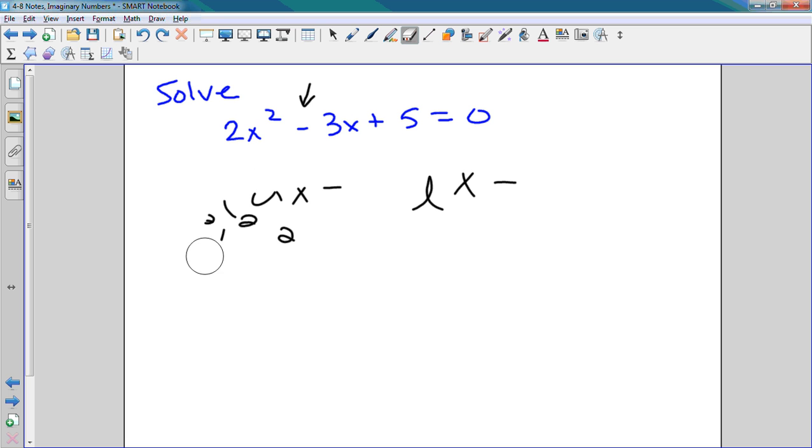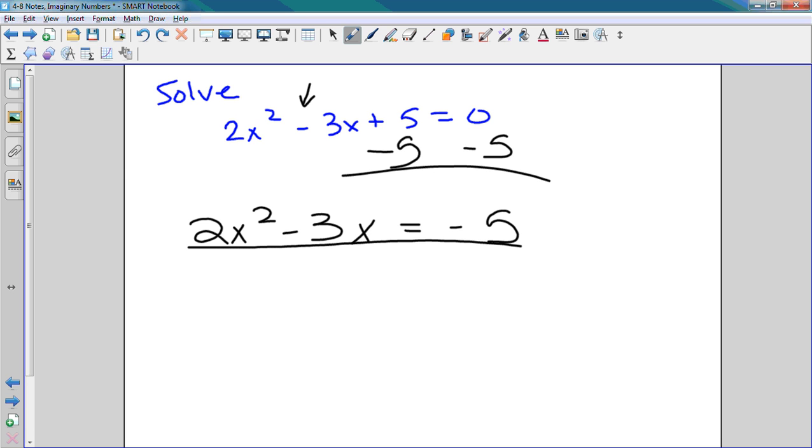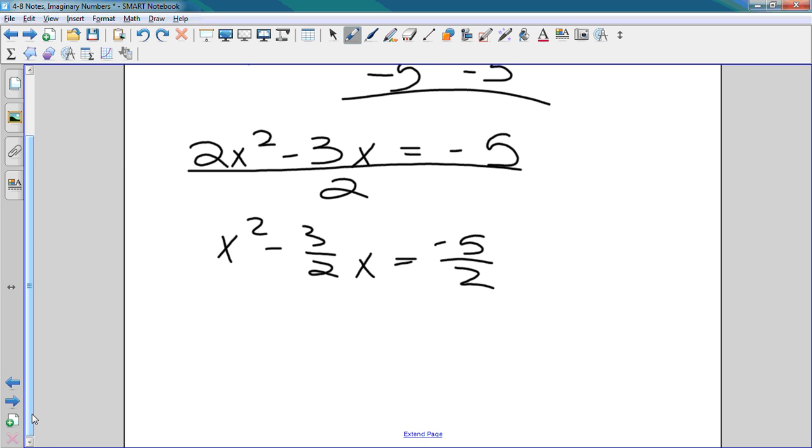You complete the square. Okay, to complete the square, what do I have to do? Subtract 5. So I have 2x squared minus 3x, -5. Now what? I have to make the coefficient 1, so I have to divide everything by 2. So I'm left with x squared minus 3 over 2 x equals -5 over 2. Now my coefficient is a 1.